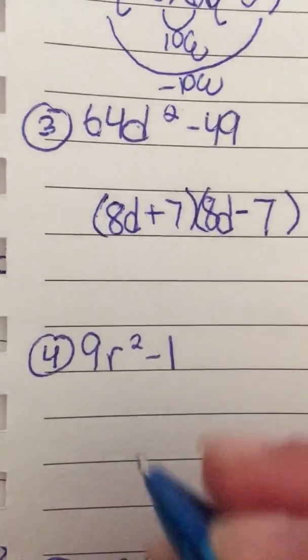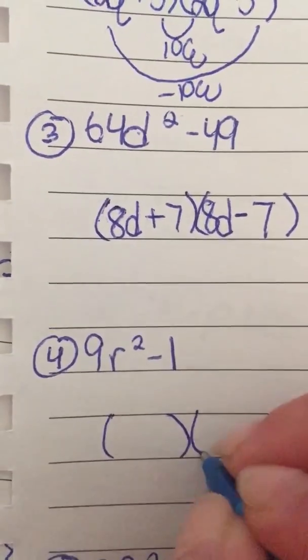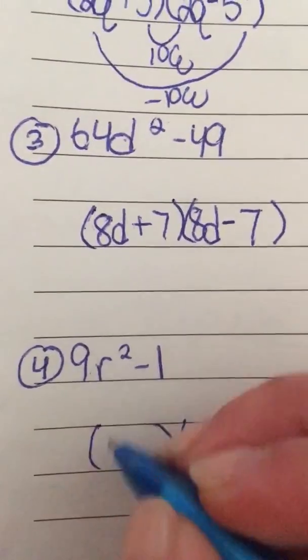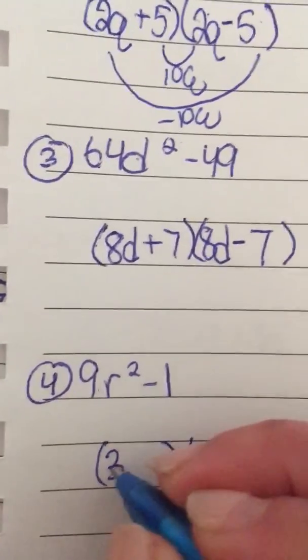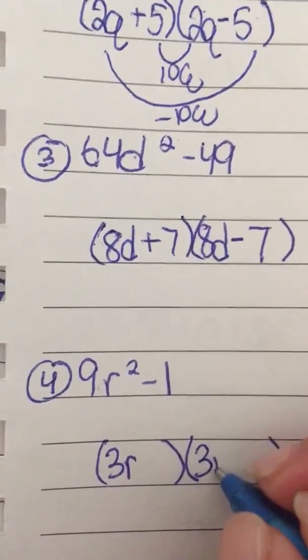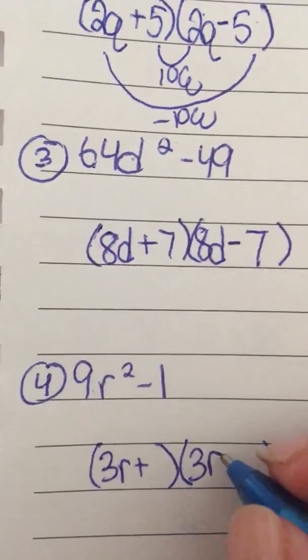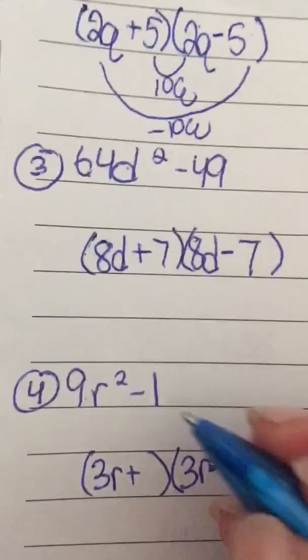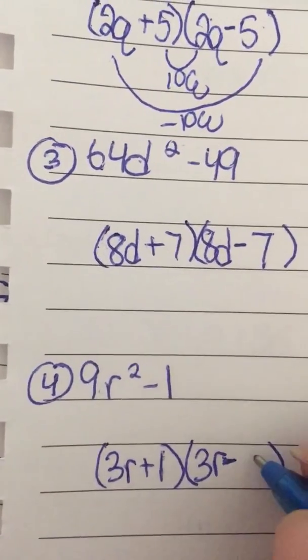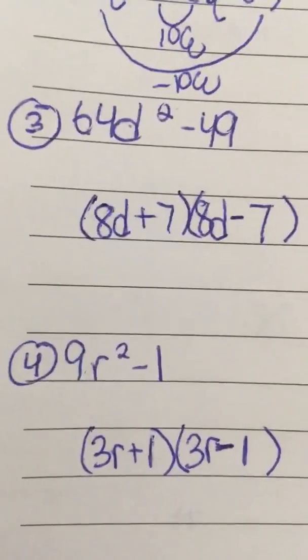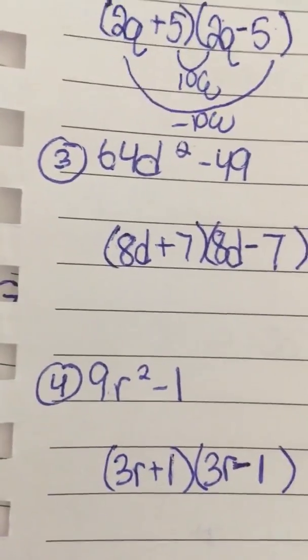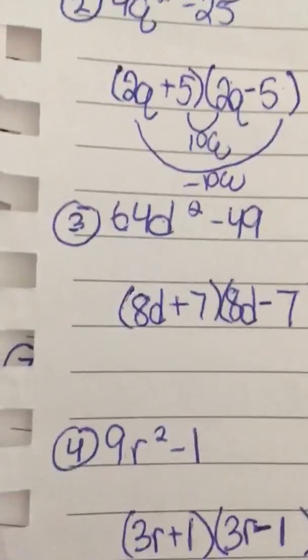And one more. Set up parentheses. Square root of 9 is 3. Square root of r squared is r. One's plus, one's minus, so the middles cancel out, and then the square root of 1 is just 1. So if you have any questions on this, just let me know. You can email me, text on Remind, whatever you need.